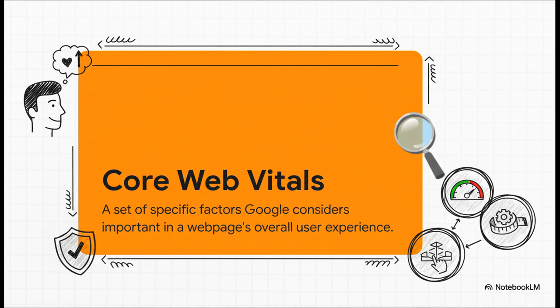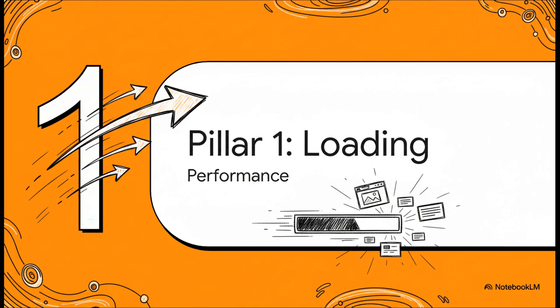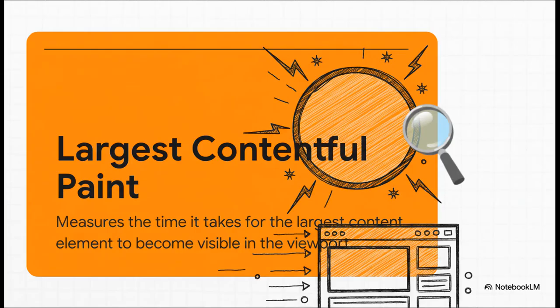Three key pillars. So, pillar number 1, loading performance. This one's pretty straightforward, right? It's all about speed. Plain and simple. How fast does the important stuff show up on your screen? The way they measure this is with something called Largest Contentful Paint, or LCP for short. Now this is interesting. It doesn't care about when the whole page is done loading. Instead, it zeroes in on the single biggest thing on the page, that big hero image or the main headline. The question is, how fast does that one thing pop into view?